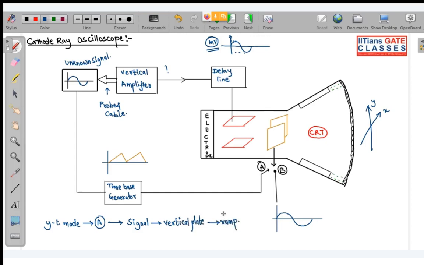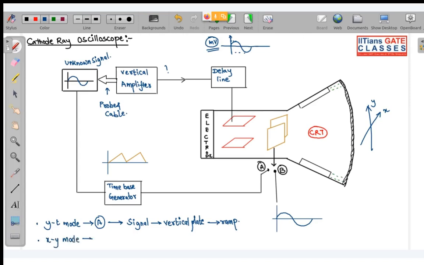Okay, ramp. That means what? Basically, with respect to time, we are plotting one unknown signal. Now, there is one more mode where we have XY mode.